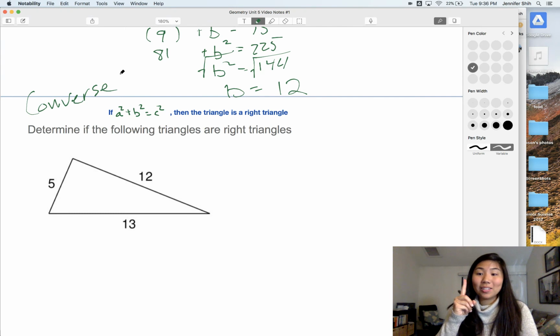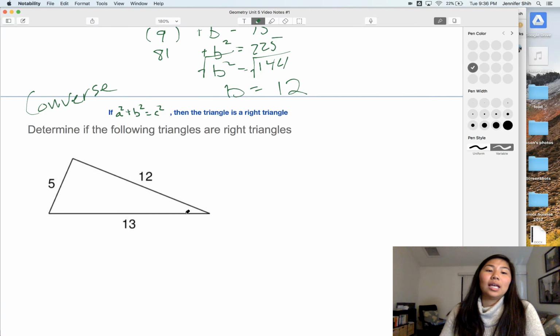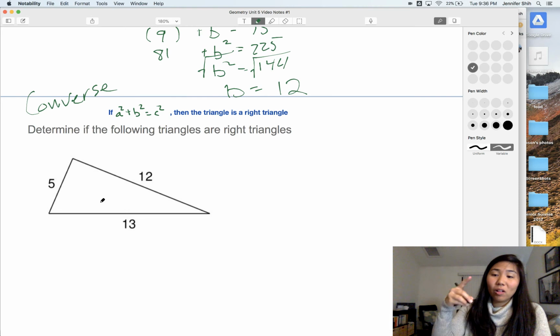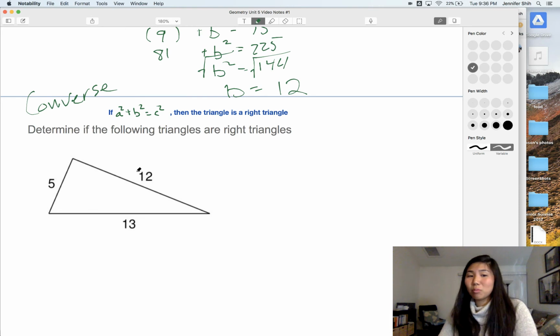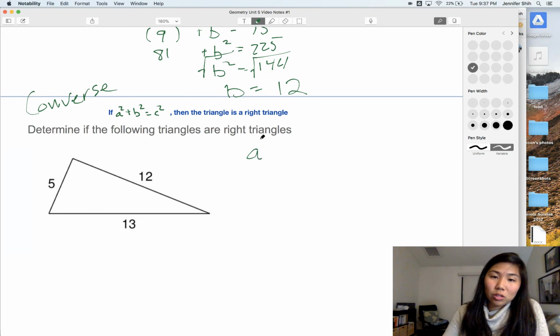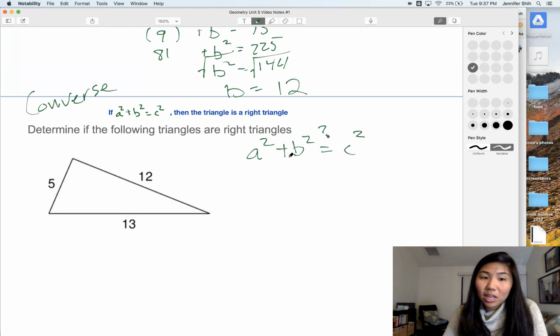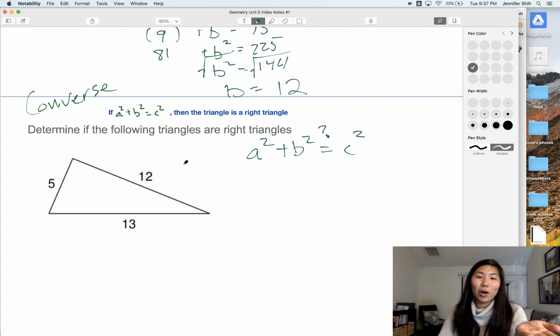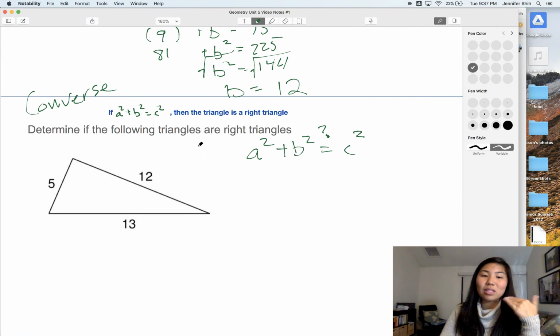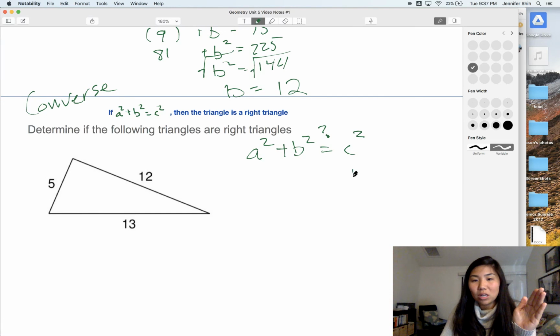Very important. So let's apply the converse. Let's see if these triangles are right triangles. Okay. It looks kind of like a right triangle, but don't make assumptions. That is the downfall of a lot of our geometry students, is making assumptions. So we are not allowed to assume. But let's test. Is a squared plus b squared equal to c squared? Is it? Maybe. Now, the longest side is the hypotenuse, as I incorrectly did previously, but now we know. So technically, if there was a hypotenuse, it would be 13.